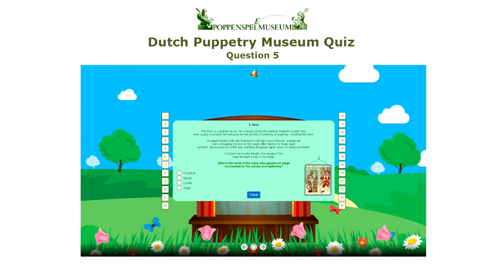In puppet theatre with Jan Klaassen's German cousin Kasperl, a magician puts a disappearing box on the stage. After saying his magic spell, Perlika, devils jump out of the box, and they disappear again when he shouts Perlaka. In Czech marionette theatre, the people of hell crawl through a hole in the stage.